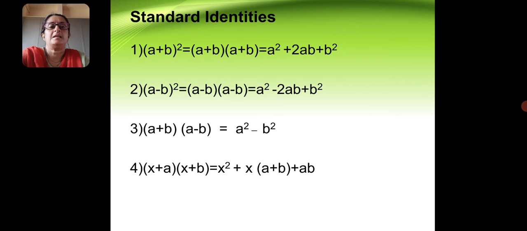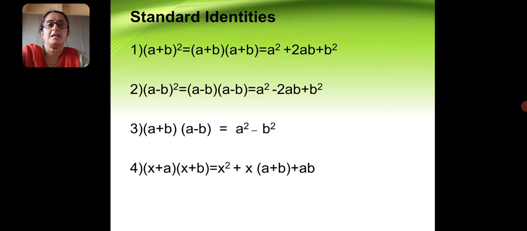The last one is (x plus a) into (x plus b). Here three variables are used: x, a and b. The answer is x square plus x times (a plus b) plus ab. So if there are two variables a and b, or any other variable, you can use the first three identities, and if there are three variables, you can use the last one. We'll see how we are going to use this in solving the multiplication and finding the product.